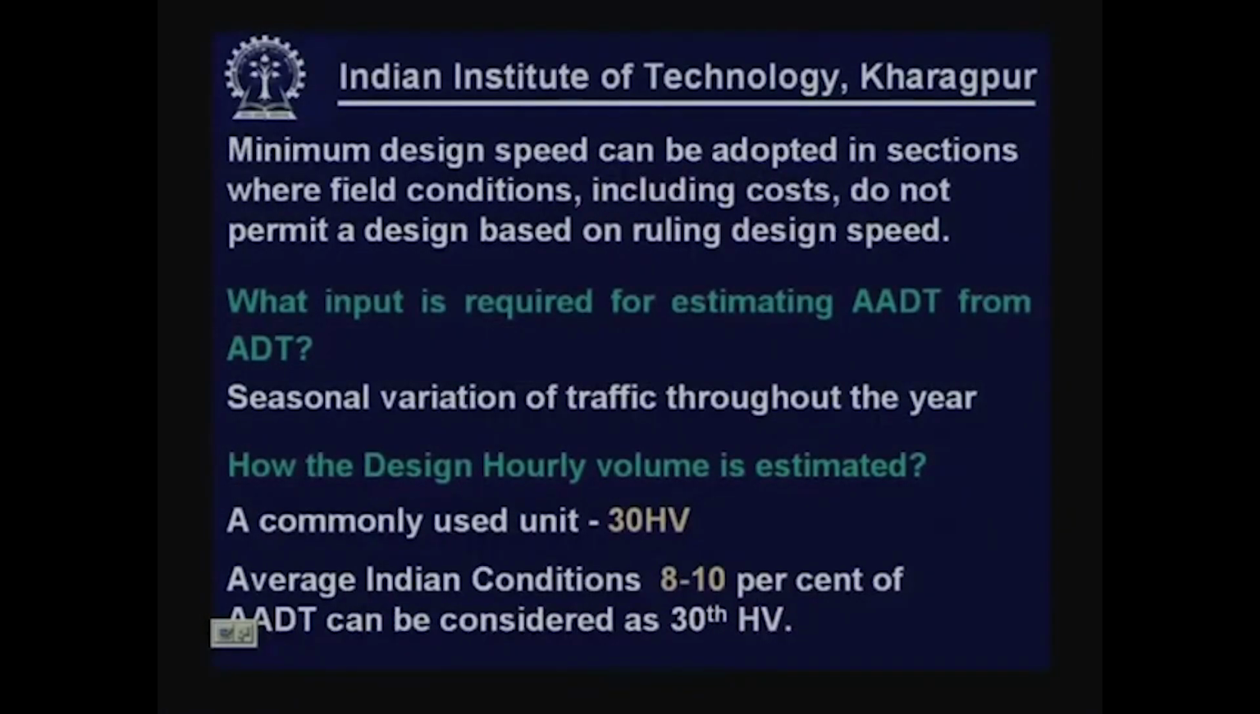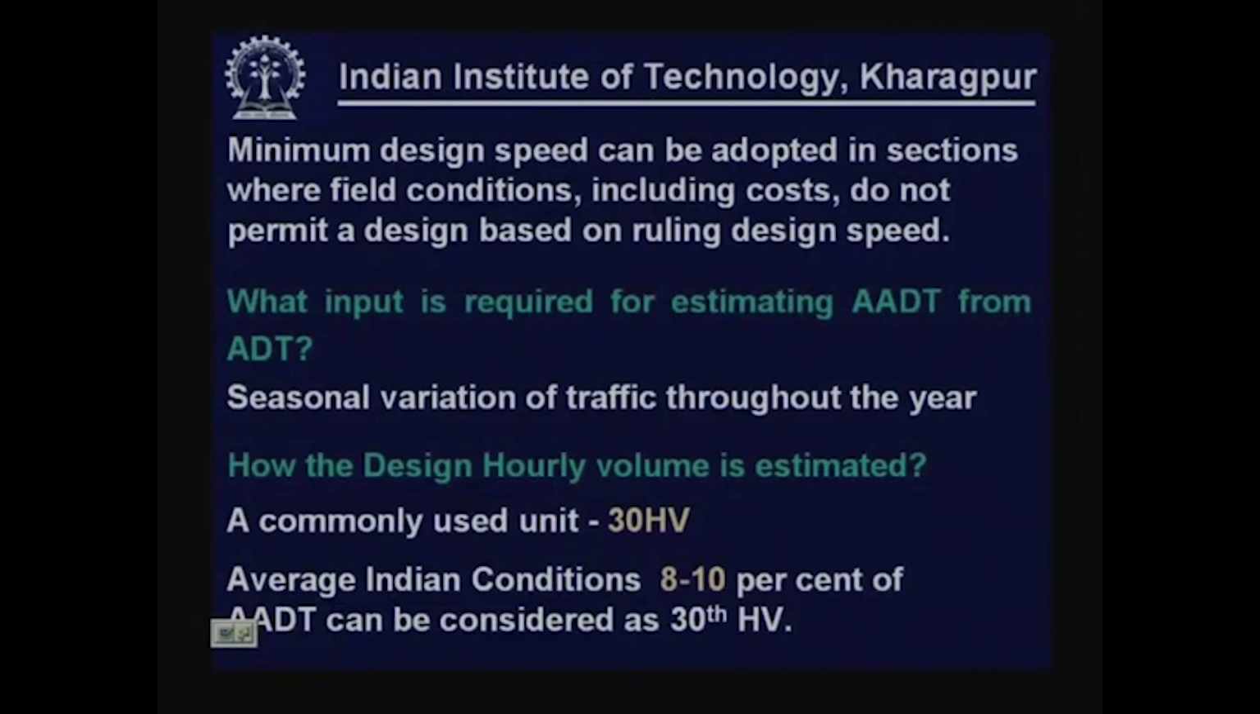What input is required for estimating AADT from ADT? The only difference is that ADT does not consider seasonal variation, AADT considers seasonal variation. So, to convert ADT to AADT, we need seasonal variation of traffic data throughout the year. How is design hourly traffic volume estimated? We have discussed that the commonly used unit is the 30th highest hourly volume, which is 8 to 10% of the ADT in most cases in India.